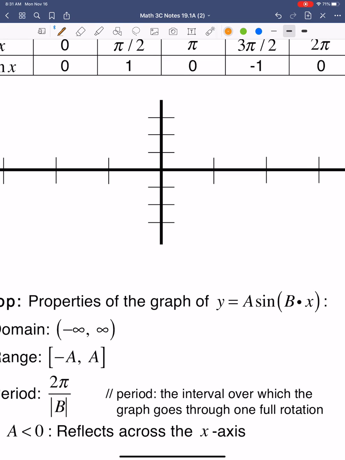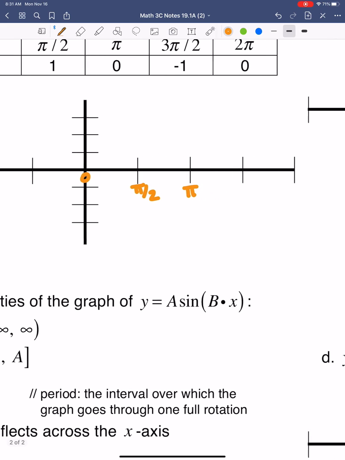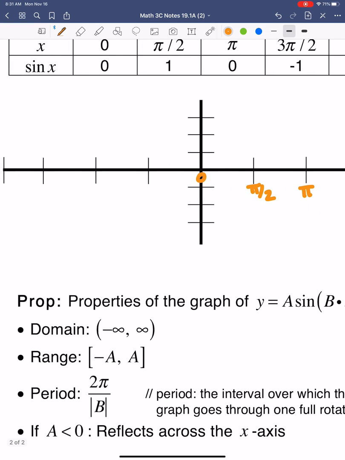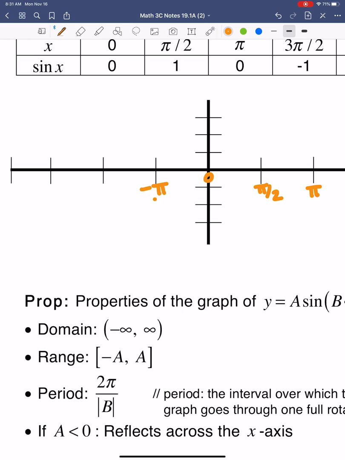We've got 0 here. And then we've got pi over 2. And then we've got pi. And then we've got 3 pi over 2. And then we've got 2 pi. And we're going to use those same pieces for all of these here. And then we can go in the other direction as well. So negative pi over 2, negative pi, negative 3 pi over 2, and negative 2 pi.